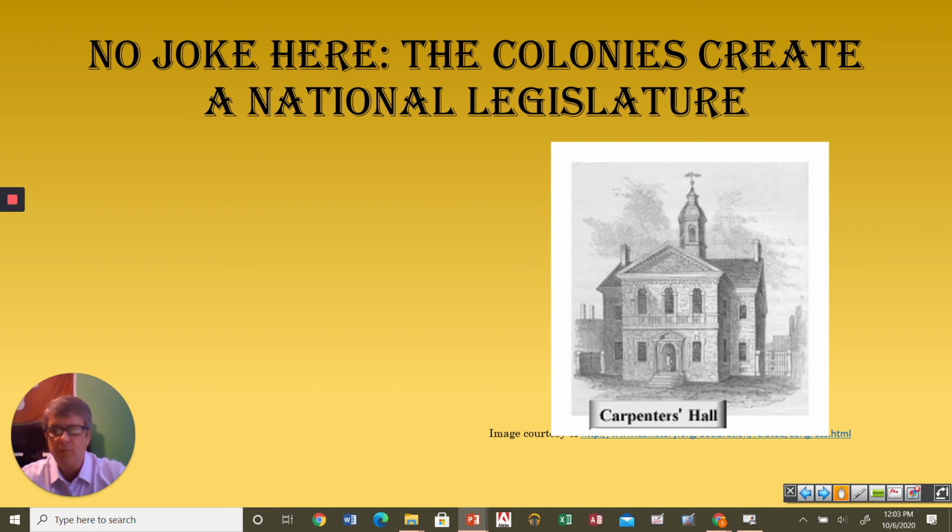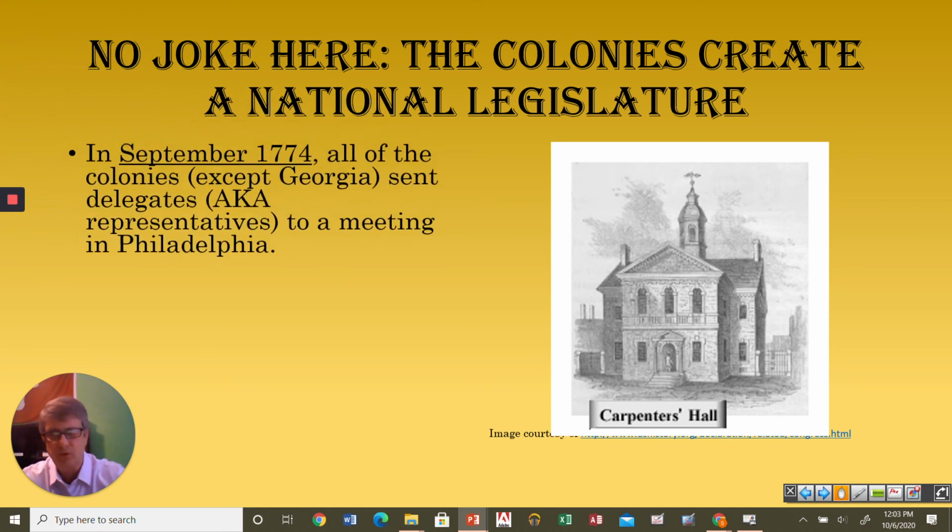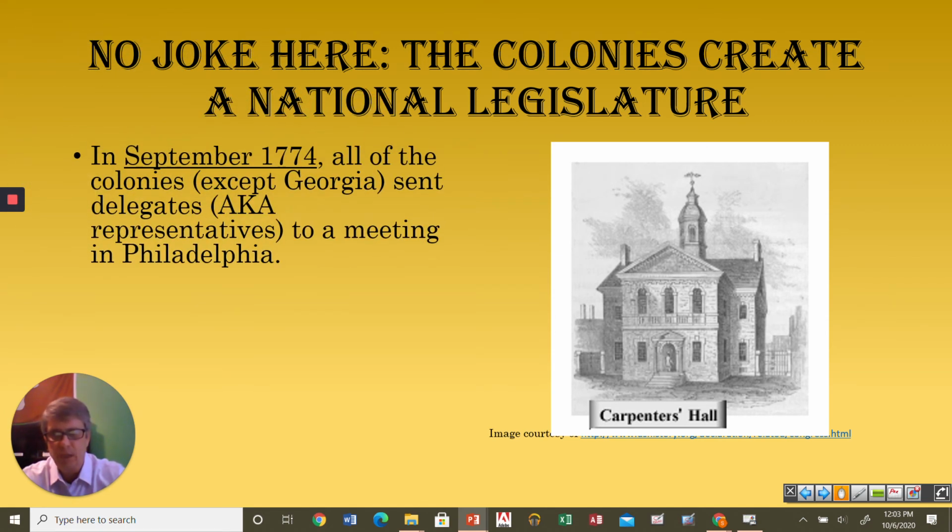So, now as we've been seeing since the Proclamation Act, Parliament does something, the colonies react. Parliament does something, the colonists react. So what's going to be the reaction to the Intolerable Acts? Well, in September 1774, all of the colonies, except Georgia, sent delegates, again, that's another name for representatives, to a meeting in Philadelphia.